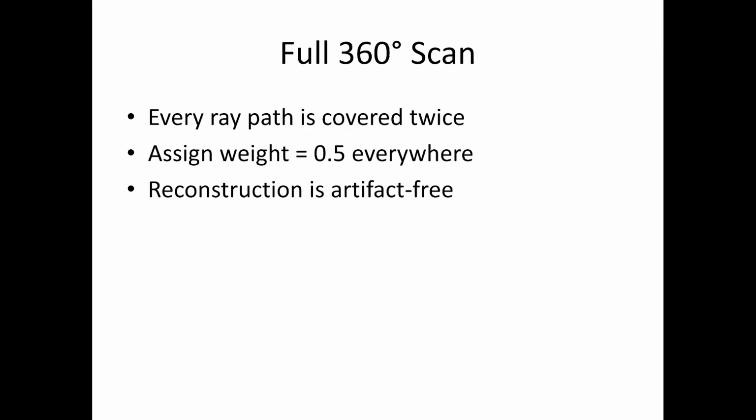Let's start with the simplest case, a full 360 scan. Here, every ray path is covered exactly twice. Once when the source is on one side, and again 180 degrees later. The redundancy is uniform, so we simply assign each measurement half weight. This is equivalent to multiplying by 0.5 everywhere. The reconstruction looks clean and artifact-free.